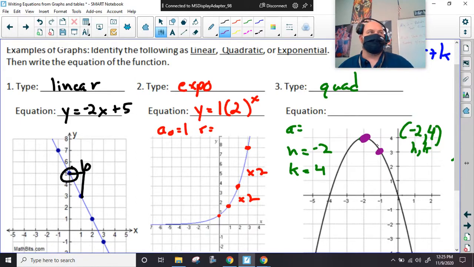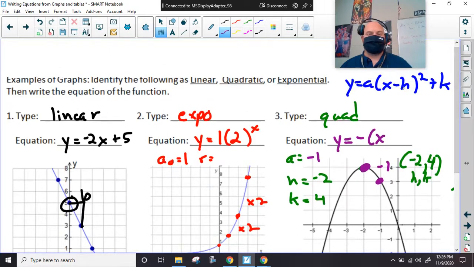How do I go from 4 to 3? Yes, thank you. You subtract 1. So that's our A value. Okay, so when we write this, it's y equals negative. You can put a 1 right there if you want to. Now, because this is a minus h, if I plug in a -2, it actually becomes +2, because minus a negative is plus a positive, and then +4.